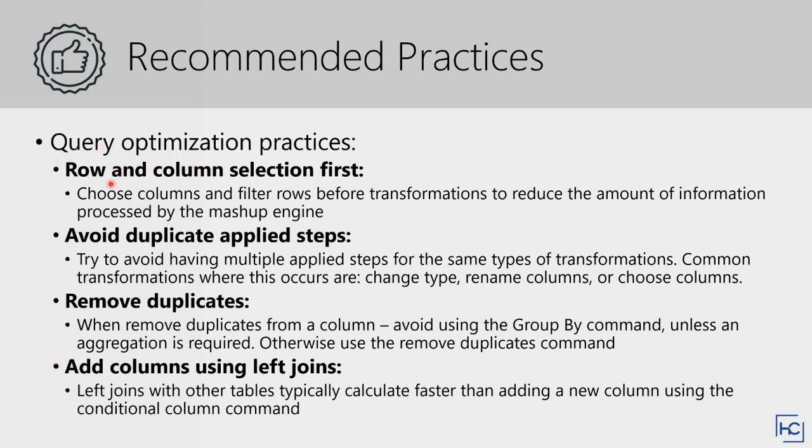So query optimization practices, as we've discussed in the demo: you want to do row and column selection first, choosing the columns and filtering the rows before transformations to reduce the amount of information processed by the mashup engine. Avoiding duplicate applied steps, so try to avoid those change type and rename type duplications. Removing duplicates from the table as well, and that's the one that we didn't get a chance to specifically cover, but otherwise then adding columns using left joins. We've seen that is a better version of conditional columns.